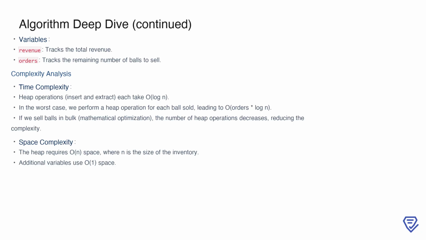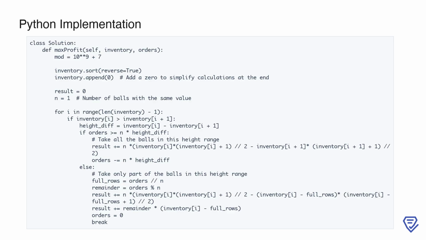Here, we begin by defining a class called Solution and implementing the maxProfit method, which takes two arguments, inventory and orders. The variable mod is initialized to 10 to the power of 9 plus 7 to ensure that our final result fits within the required modulo constraints. We then sort the inventory list in descending order to simplify the process of accessing the highest valued colored balls first. Additionally, we append a 0 to the inventory to handle edge cases and simplify the calculations when we reach the end of the list.